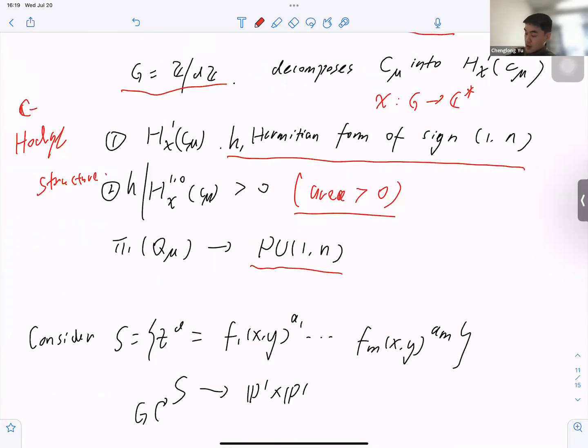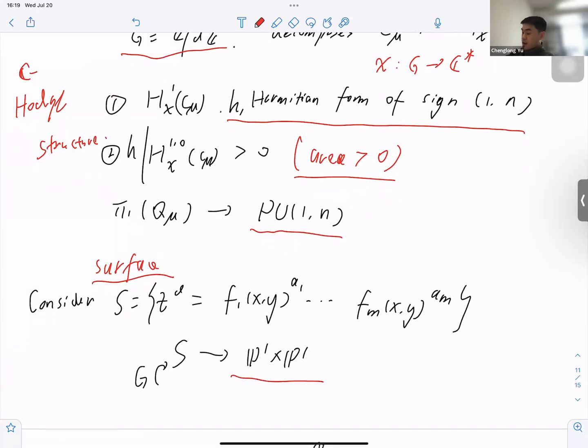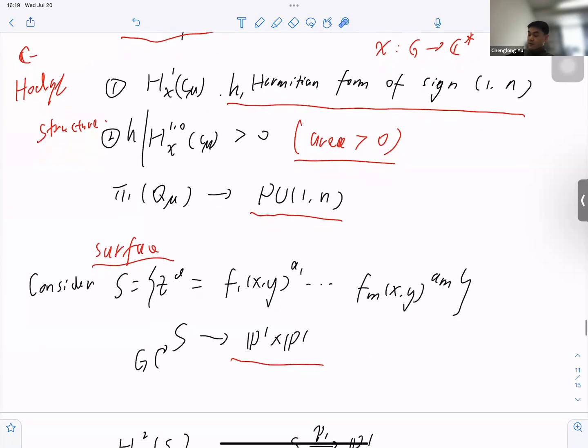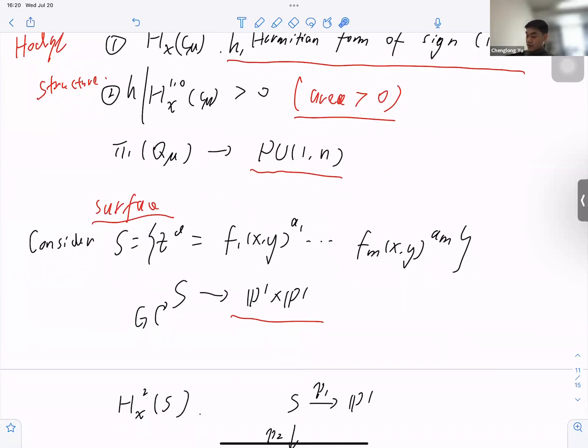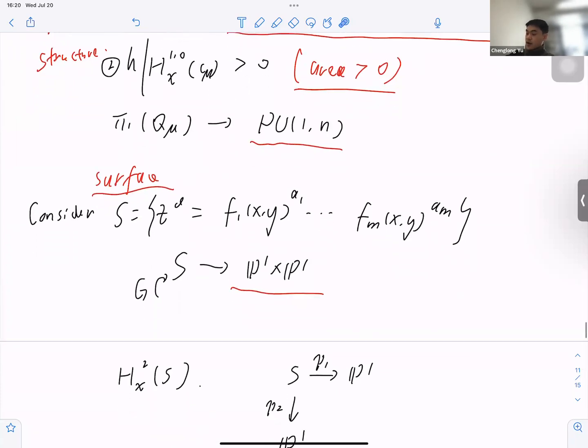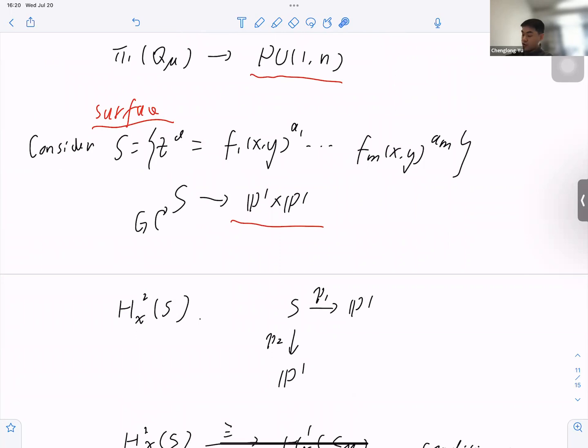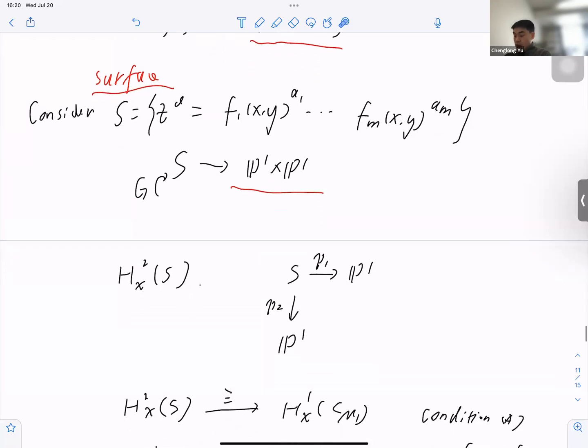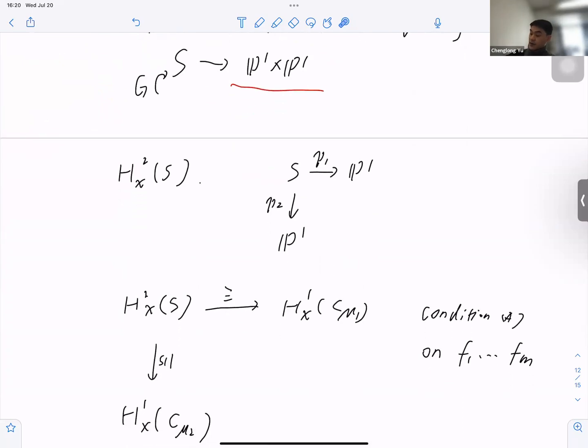So our construction is to consider this surface instead of curves. They are cyclic covers of P1 cross P1, and their ramified locus are curves instead of points. So we have a group action on S, and we look at the second cohomology of S. And this S will have two different fibrations, potentially different fibrations onto P1 by the projection to P1. And we can relate this cohomology of S to the curve.